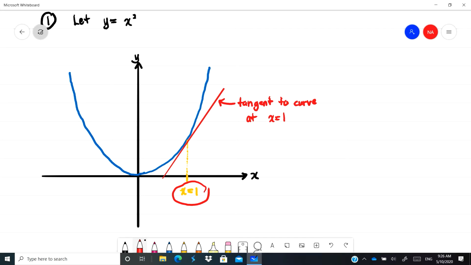If I'm going to focus at x equal to -1, suppose it is here. So x equal to -1 is here, so I'm going to draw a straight line that touches that point. That is the tangent to the curve at x equal to -1. But let's now focus at x equal to 1.